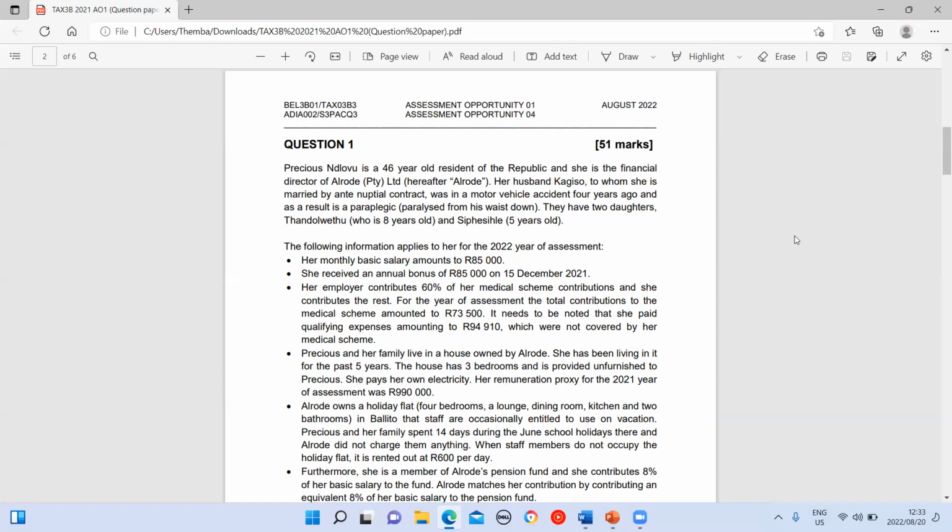Here it is now. They're giving you information that applies to the 2022 year of assessment. Now, here's another exam technique that I want you to use. I think it will be very beneficial to you and will keep you on track. So remember the perspective driver, the compartmentalization.